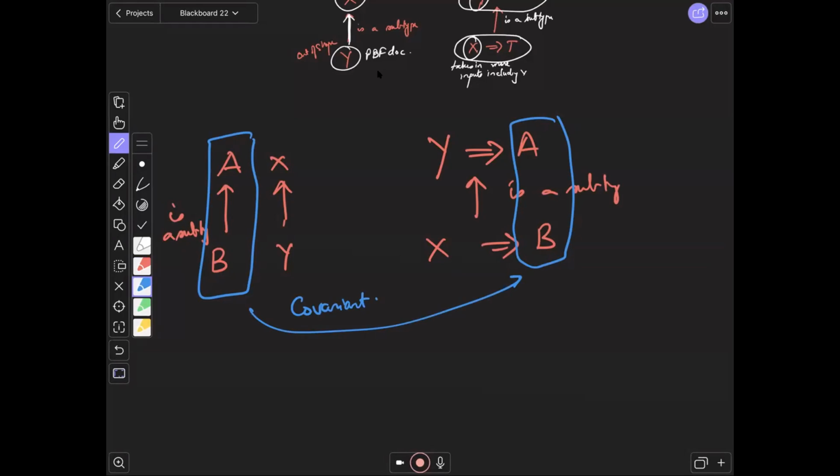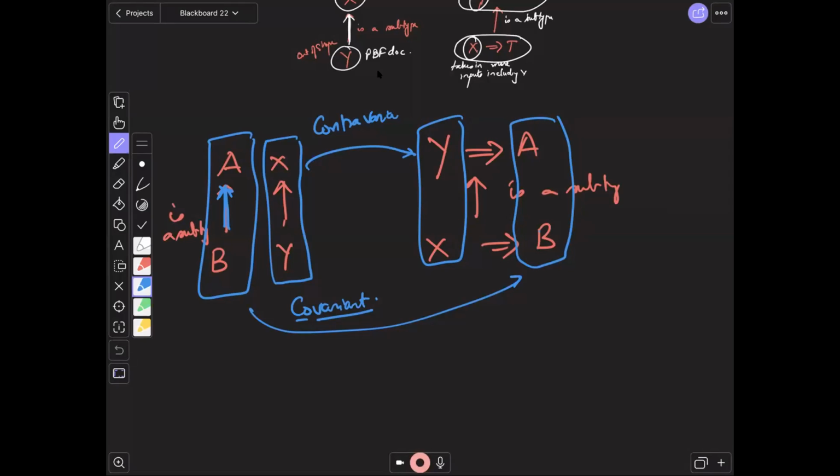So covariant, co means in the same direction as. Just as the relationship between A to B is, so is the relationship between the outputs of a function. Whereas for the inputs, the relationship is inverted, and this way is called contravariant. So the inputs to a function are contravariant, which means that if Y is a subtype of X, then X arrow something is a subtype of Y arrow something. Is this principle clear?